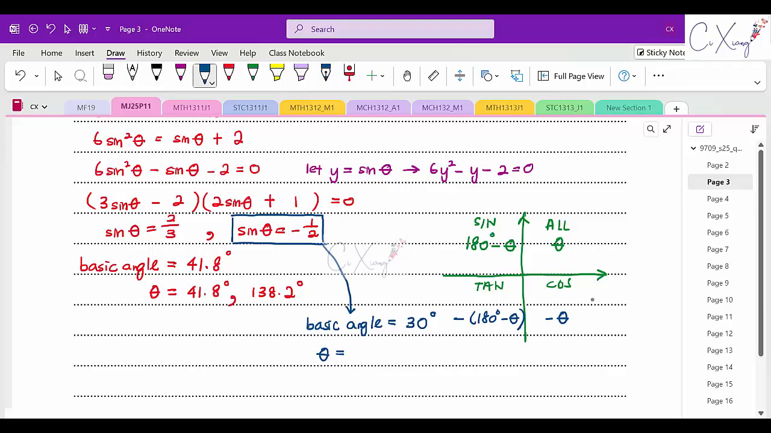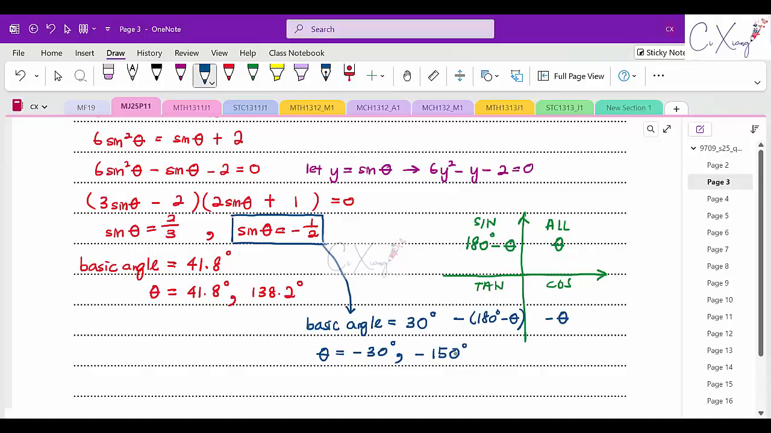Okay, let's go through the quadrants again. We start from this one first. In this quadrant, is sine negative? Yes, so the answer should be negative theta, which is negative 30 degrees. And after that, for this quadrant, is sine negative? It is also yes. So you take the answer by taking 180 minus the basic angle, then you put the negative in front. So by right, you'll have negative 150.